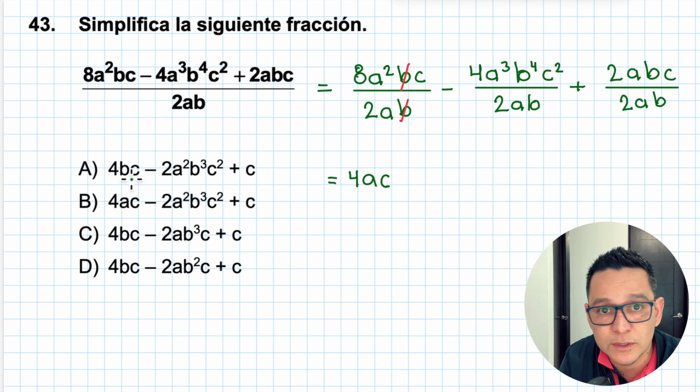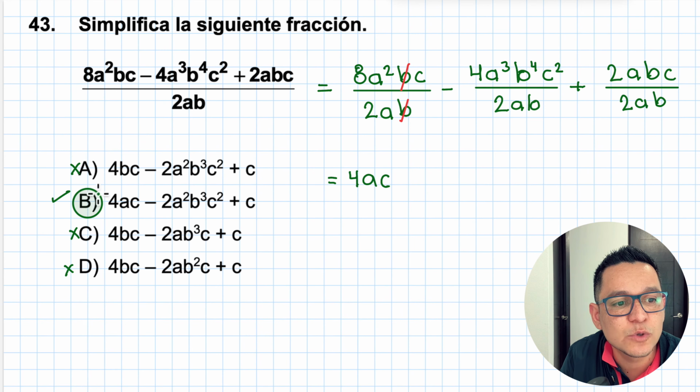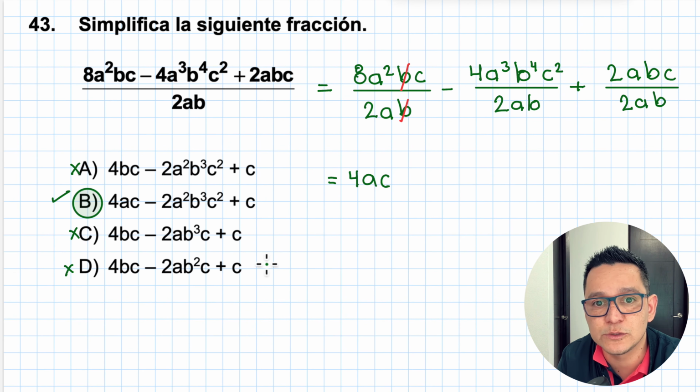Let's see if there's one that starts with 4ac. Not this one, it starts differently. This one could be, then the next one doesn't start with 4ac either, so it's not that one. Then the other one isn't it either. So, are we done? The correct answer is the one in option B. As you can see, that's the solution.